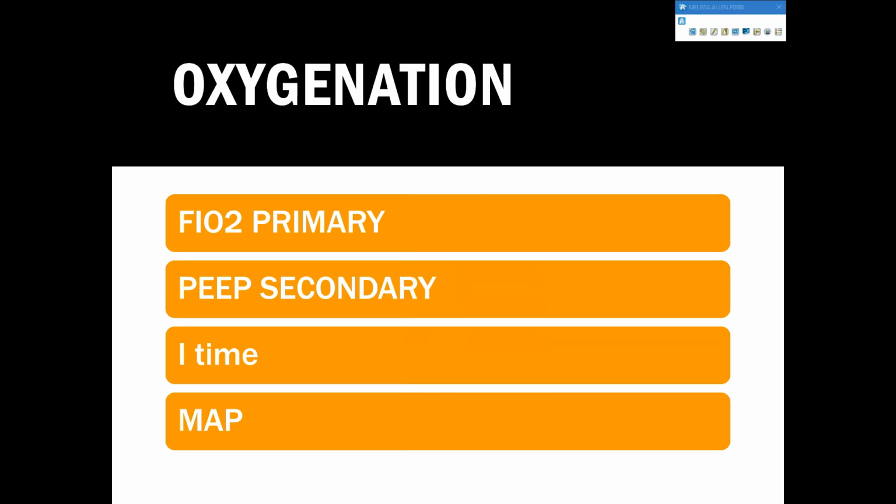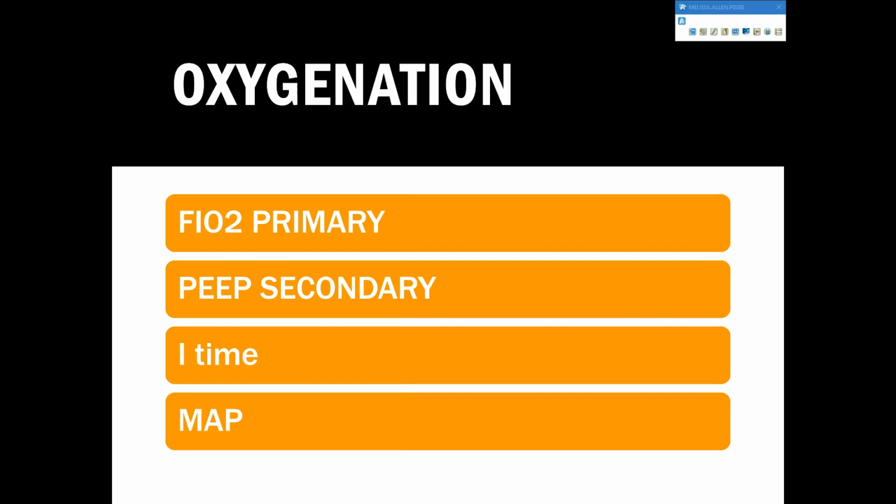Oxygenation. Oxygenation is obviously FiO2, right? PEEP is our secondary, and PEEP is very important to recruit our alveoli. This is even more important on our lung disease patients. And we've talked kind of extensively about this already in this lecture. I don't want to go too deep into it.